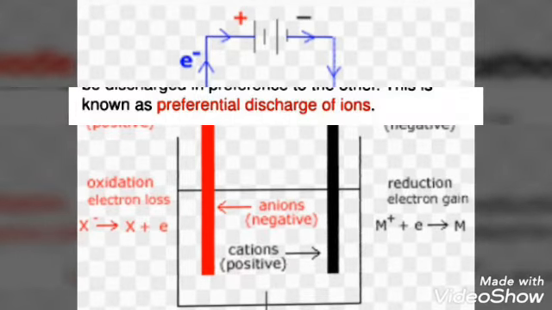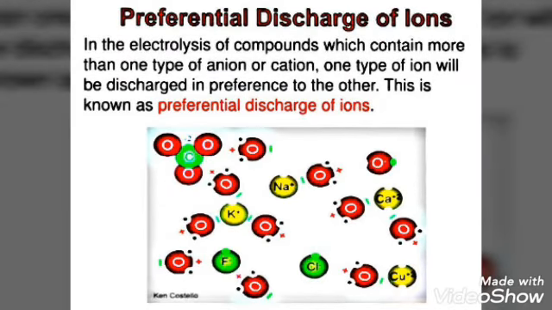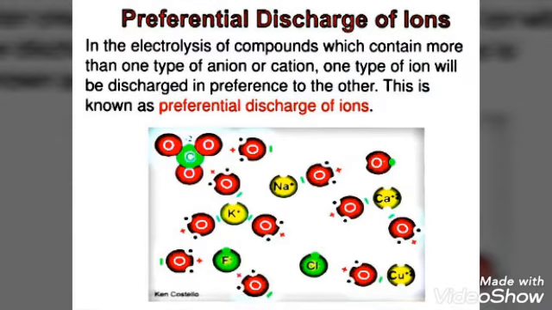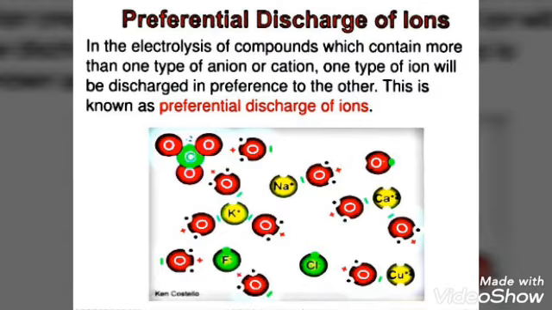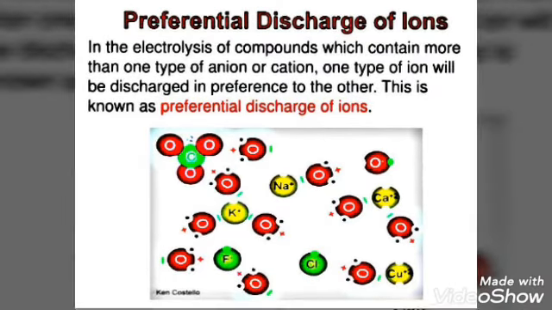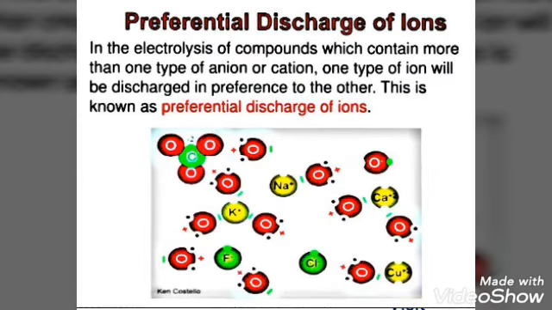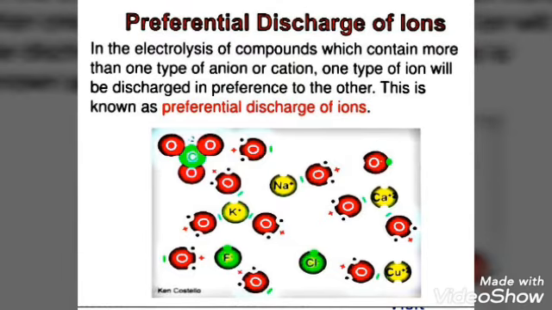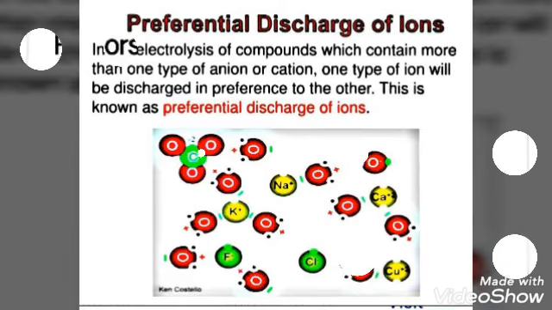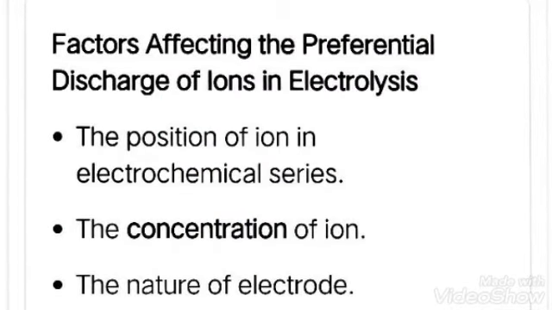If more than one type of ions are present in the electrolytic solution, then which ion will get discharged first? This is decided according to the preferential discharge of ions. So selection of ions for the discharge at their respective electrodes from the electrolytic solution is called selective discharge or preferential discharge of ions. This preferential discharge of ions depends upon three main factors.